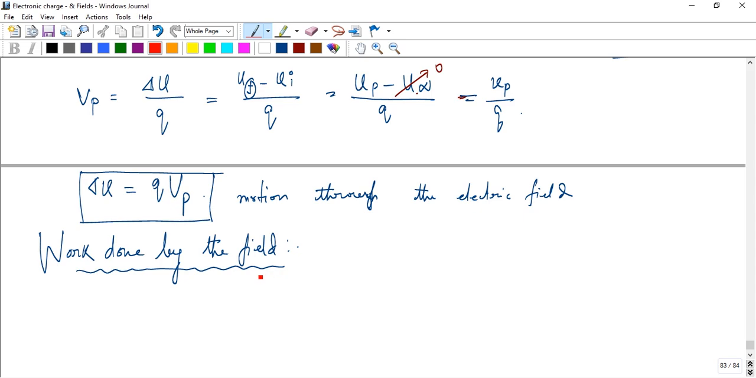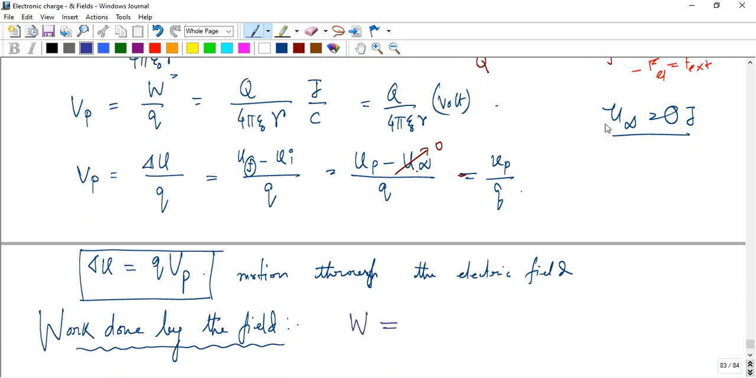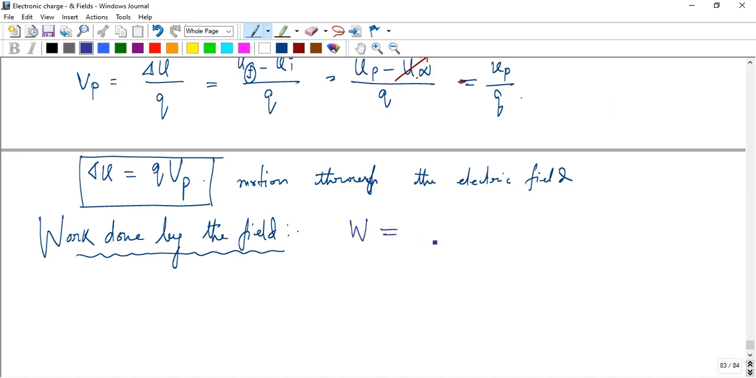So the work done by the field, W: here the charge is moving from point P to infinity. Suppose I release a test charge here. Due to the force, the electrostatic force pushes the charge and throws it from point P far away, to an infinite distance. So here we see that the charge moves from finite to infinite, from point P to infinity.